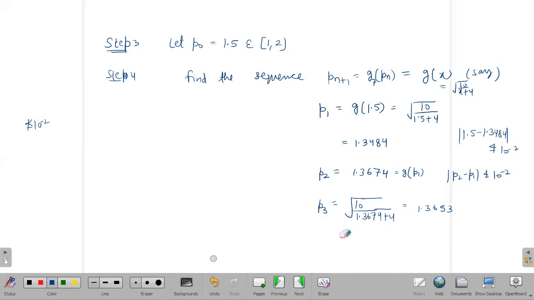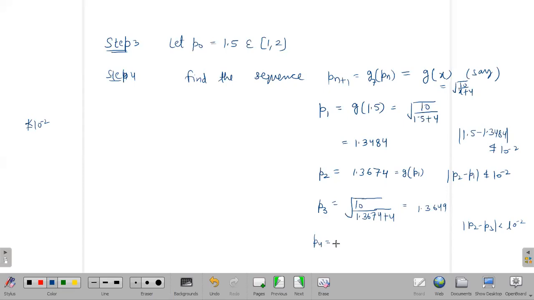1.3649. So here you can see, if I find the difference between P2 minus P3, you will get 10 raised to minus 2 accuracy. Then here you can stop, means P3 will be over. Otherwise, you can find the P4 iteration.